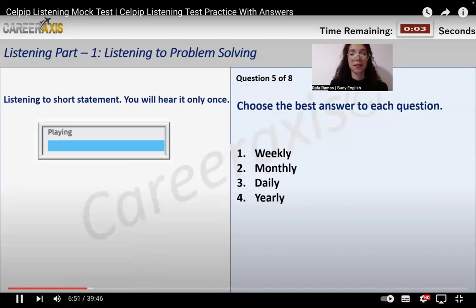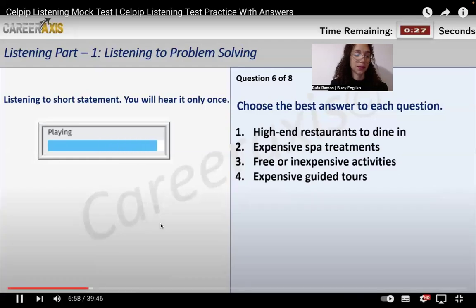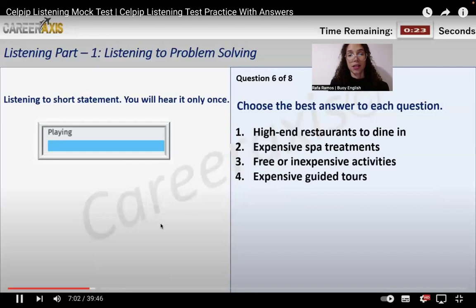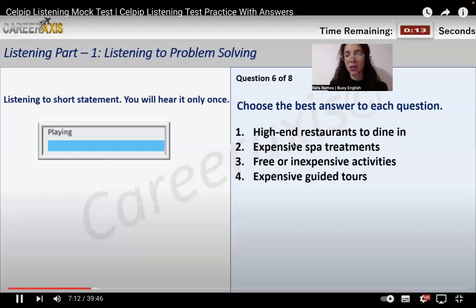Let's move on to the next one. Research at their destination. Let's go. What will Sarah research at their destination to save money? Remember? Pleasure versus financial obligations. So high-end, super expensive, cool, modern restaurants to dine in, expensive spa treatments. It's the opposite of what they want, right?